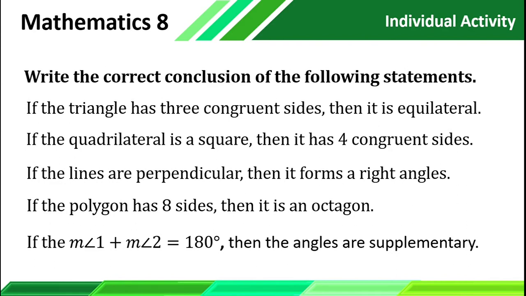So here are the possible answers in our previous activity. For number 1, if the triangle has 3 congruent sides, then it is equilateral. If the quadrilateral is a square, then it has 4 congruent sides. Third, if the lines are perpendicular, then they form right angles. Fourth, if the polygon has 8 sides, then it is an octagon. And lastly, if the sum of the measurements of angle 1 and angle 2 is equal to 180 degrees, then the angles are supplementary.